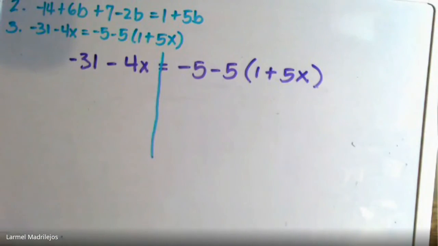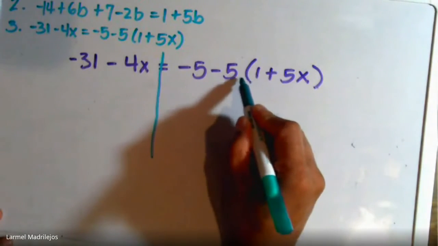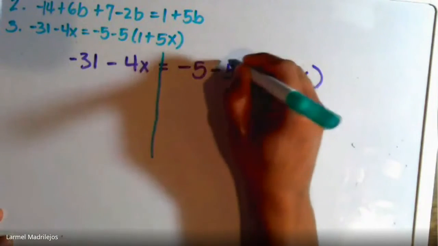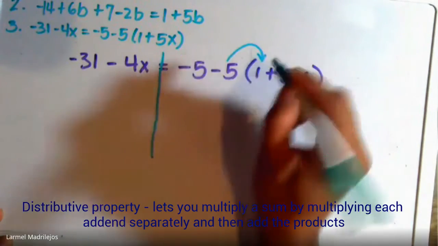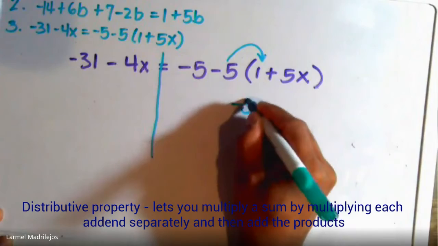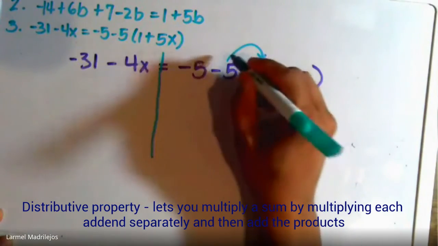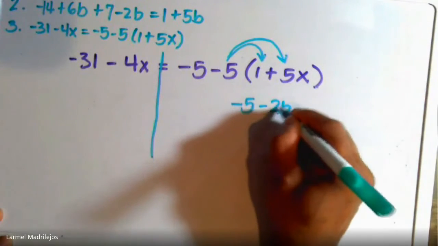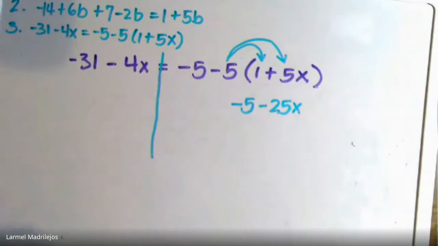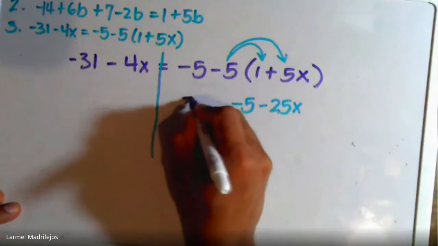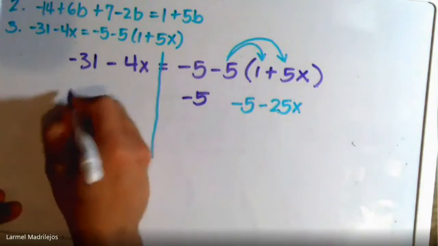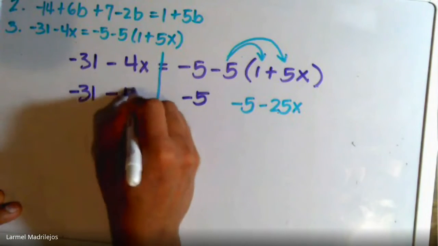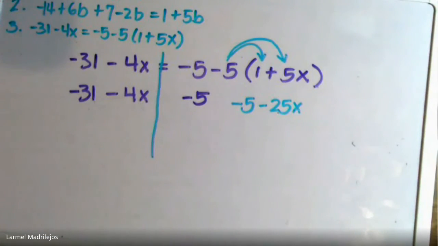numerical. So what I can do is outside that parenthesis, there's a negative 5. I can distribute negative 5 multiplied by 1. That gives me negative 5. That's the new number there. Negative 5 multiplied by positive 5 is going to be negative 25x. Those are the new numbers there. And I'm going to leave the old numbers here with purple. 1 minus 4x. So the new numbers are negative 5 minus 5 minus 25x.